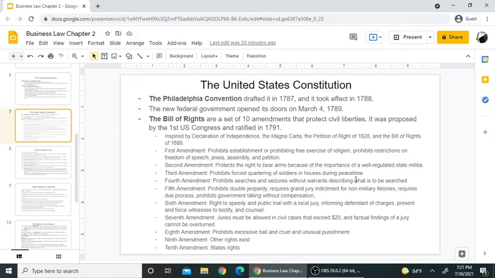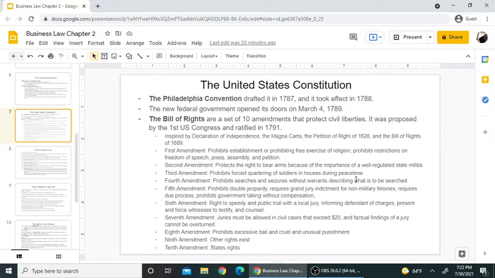Because of all these things, the state governments decided to call their own convention, called the Philadelphia Convention. Today it's more commonly known as the Constitutional Convention, to draft a new constitution, what we call today the United States Constitution. It was drafted in 1787 and took effect in 1788 after getting the requisite 9 ratifications, from 9 of the states.